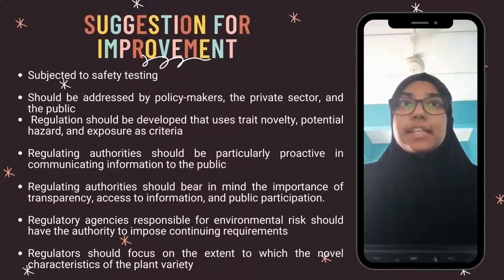The next point is the regulatory agency responsible for environmental risks should have the authority to impose continuing requirements. They should also require environmental monitoring for unexpected effects after a genetically engineered crop has been approved for commercial release.